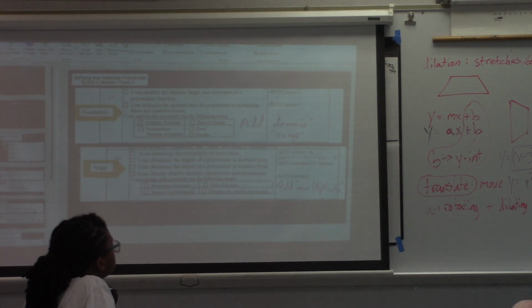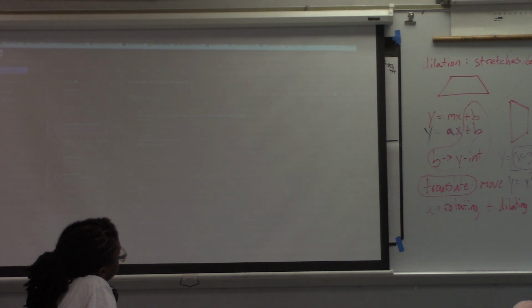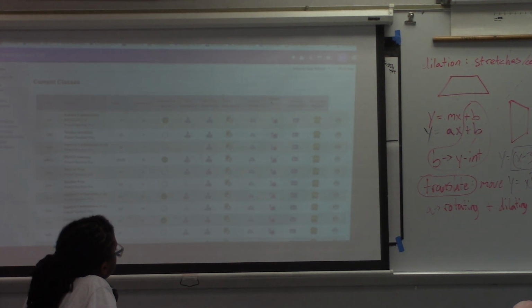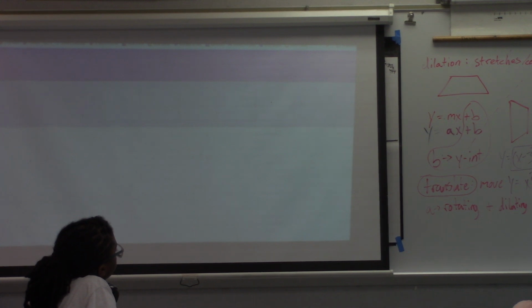Alright, here's where we actually have to start in Desmos. Nope, that's not it. So here's the Desmos activity. Go ahead and get up, move to your groups while this is loading, and then we're going to talk about the first little part of this activity.